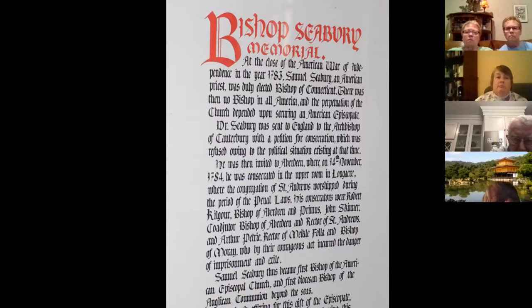He was invited to Aberdeen, where on 14 November 1784, he was consecrated in the upper room at Longacre, where the congregation of St. Andrew's worshiped during the period of the penal laws. His consecrators, by their courageous act, incurred the danger of imprisonment or exile. Samuel Seabury thus becoming the first bishop of the American church and the first diocesan bishop of the Anglican Communion beyond the seas."